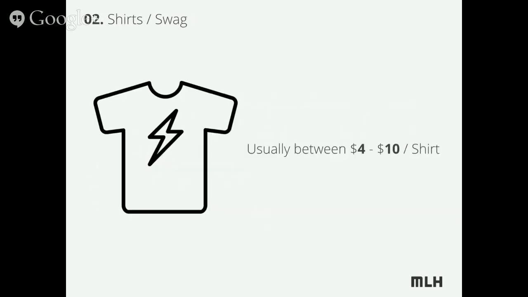The thing to think about is shirts and swag. Most events buy T-shirts. You can often get them donated by companies in exchange for sponsorship, so Custom Ink, Teespring, something like that. Typically, we see that shirts cost between $4 and $10 per shirt. $4 a shirt is really low. Those are usually really poor quality shirts. $10 a shirt is American Apparel style stuff, which is the good stuff.